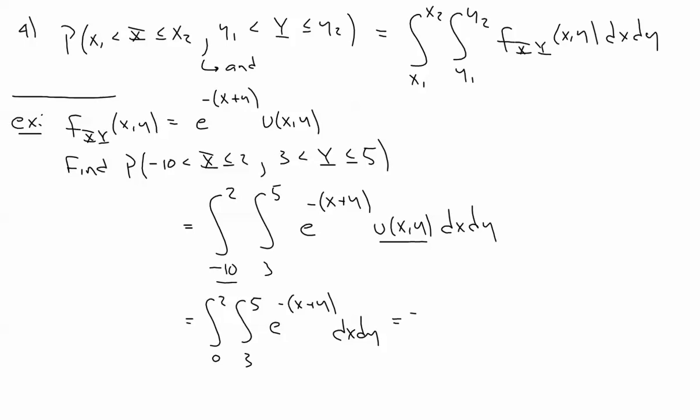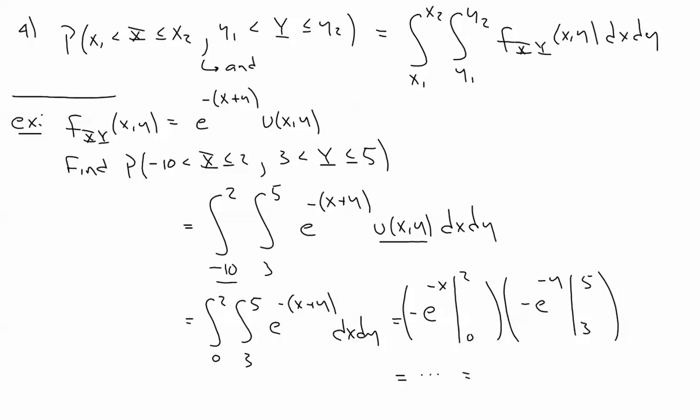That's minus e to the minus x evaluated from 0 to 2, all that times negative e to the minus y evaluated from 3 to 5, and you can do the math from here. You can evaluate those exponentials. And lo and behold, my result is 0.0372. 3.72%, just like it was when I calculated this from the original joint cumulative distribution function. So, good for us. All right?